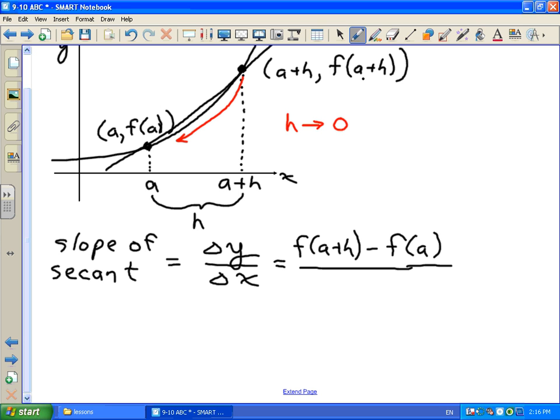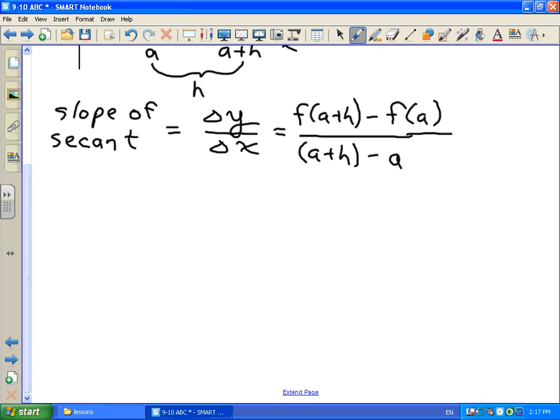Our second x value is just A plus h. And we want to subtract our first x value, which is just A. We can simplify this a little bit right off the bat. We can turn this into f at A plus h minus f at A. And then on the bottom, A minus A cancels out, and we're just left with h.